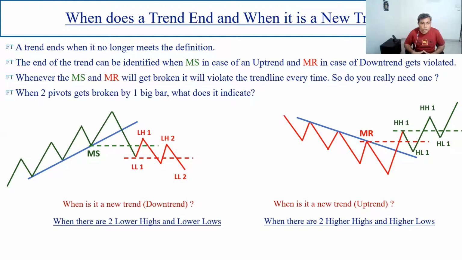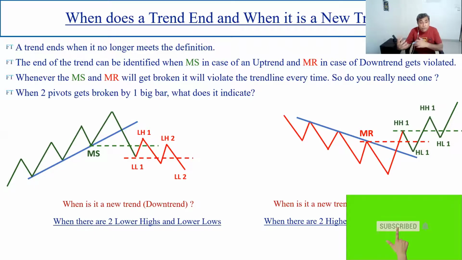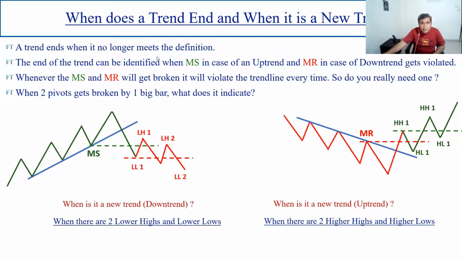Now that leads to a question: when does a trend end and when is it a new trend? We have to ask ourselves as traders, how do we know when a trend has actually ended and when a new trend is emerging or getting started? A trend ends when it no longer meets the definition. What does that mean? We have a guideline for an uptrend, which says that when there is a series of at least two higher highs and higher lows, it is an uptrend. So when that series stops continuing, when no higher highs and higher lows are forming, the uptrend is not meeting its definition, and so there is no uptrend anymore.